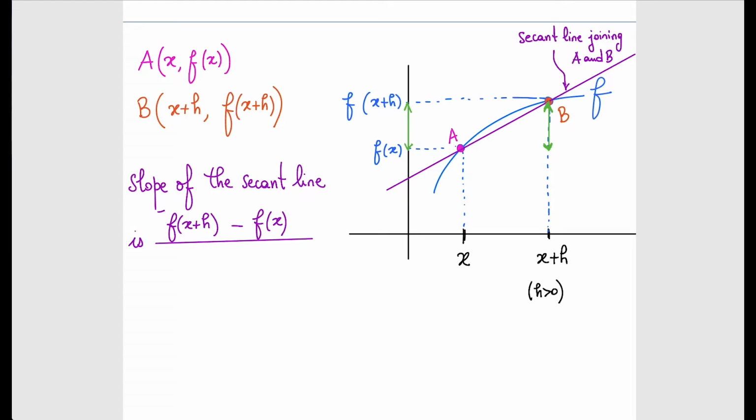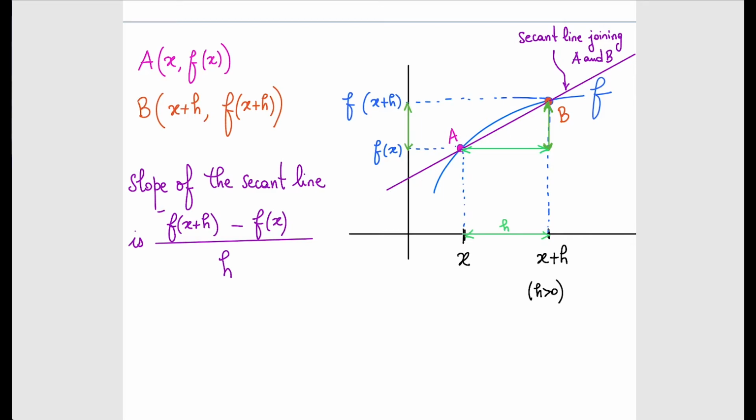How about the change in x? That's the change in x. Agree with me? Which is the same as this. And how much is the change here? We said we increased it by h, right? The difference between x plus h and x is simply h. So this distance is h, right? So this would be the change in x. So you get this quotient, which is the slope of the secant line joining A and B.